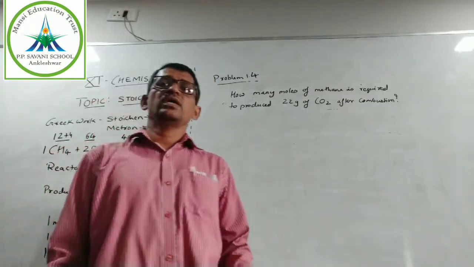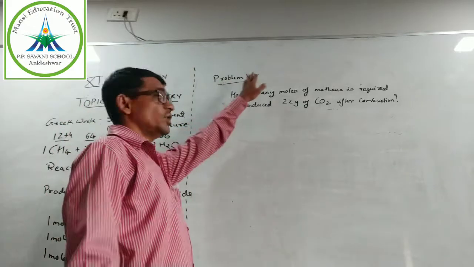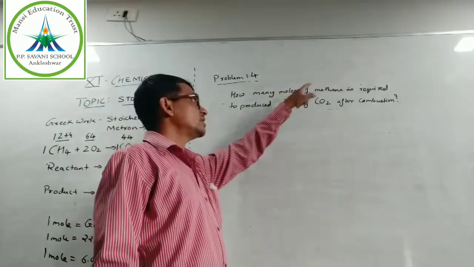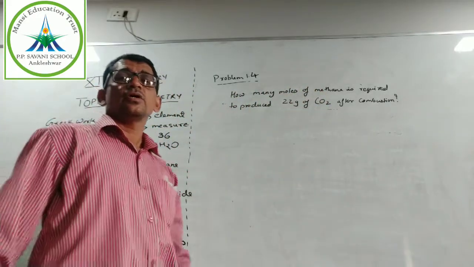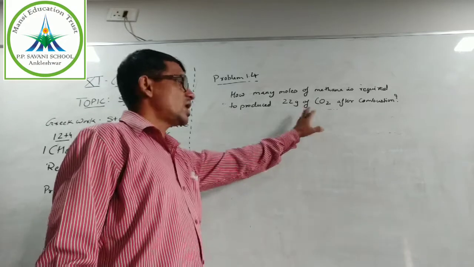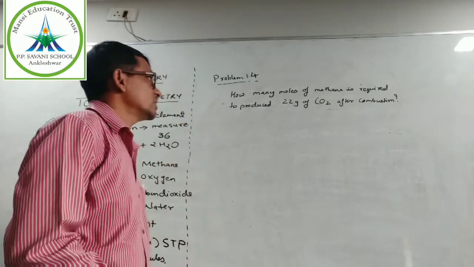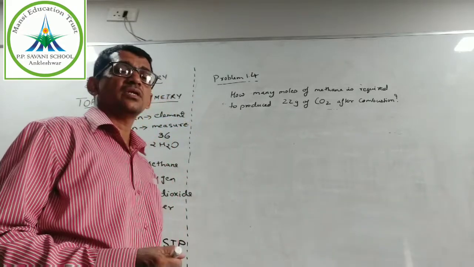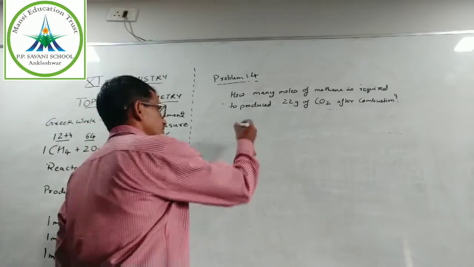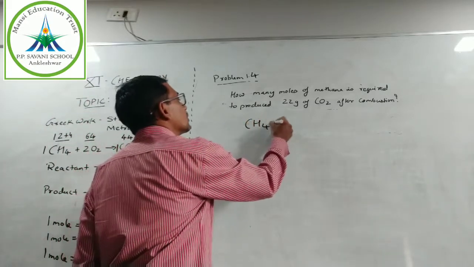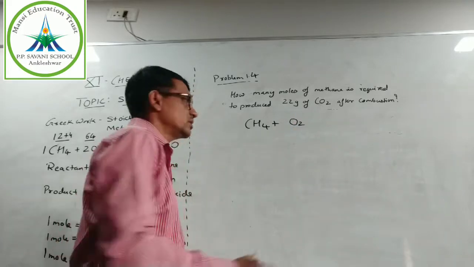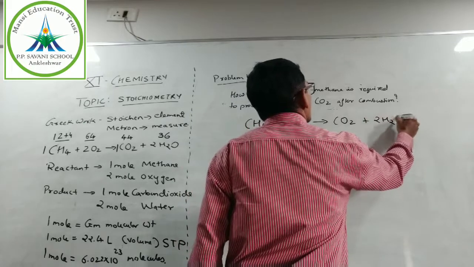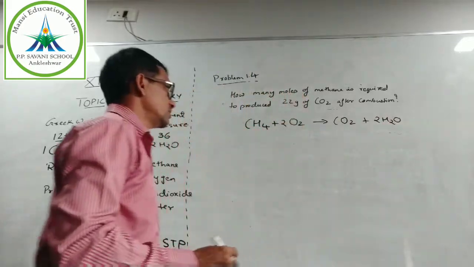Okay, second example we take problem number 1.4 of your book. How many moles of methane is required to produce 22 gram of CO2 after combustion? The question is how many moles of methane? And methane combustion, again we write the reaction. Methane CH4 on combustion means reacts with oxygen. It will produce carbon dioxide plus water, 2 mole of water, and 2 mole of oxygen is given.